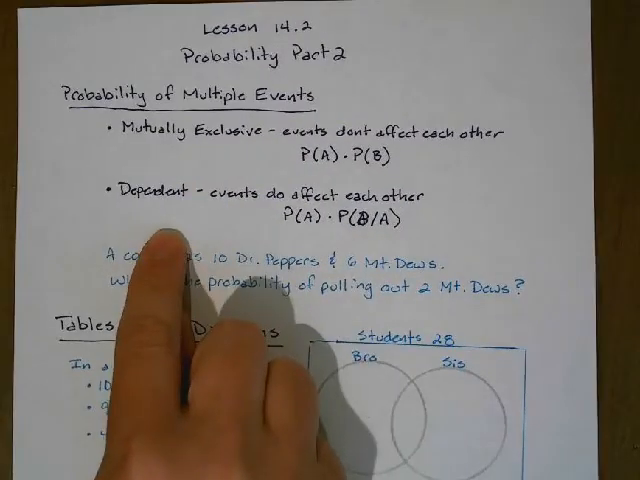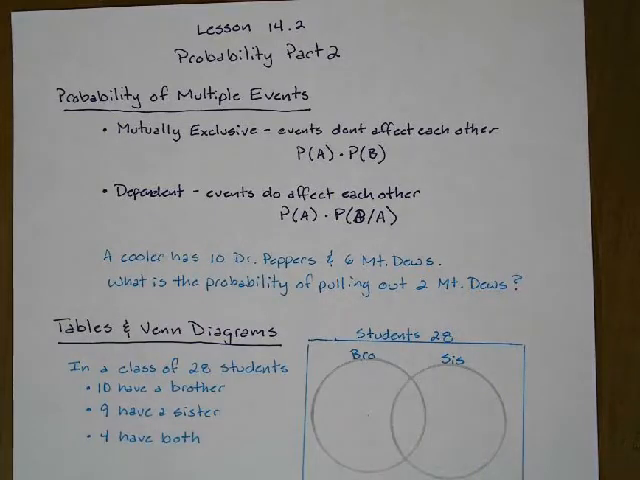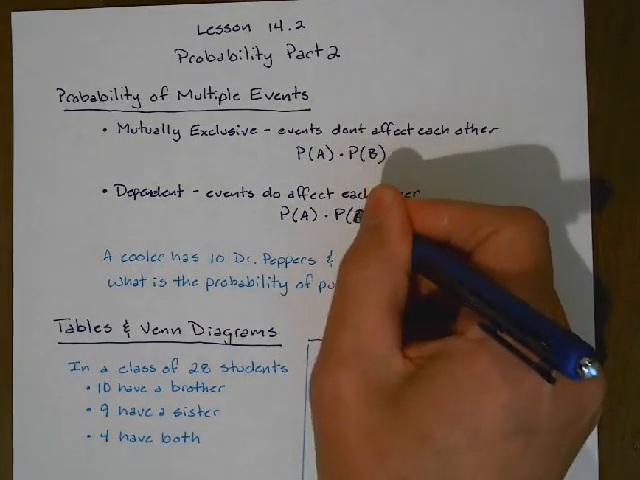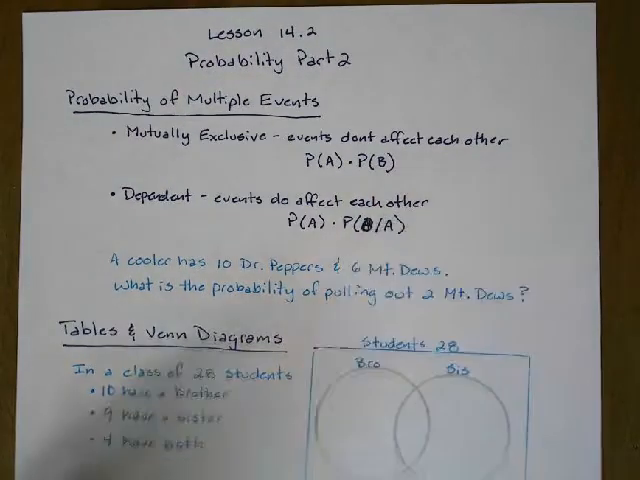But the more important one is dependent events, the ones that do affect each other. I really wrote this badly. But this is the probability of A times the probability of B given that A has already occurred.